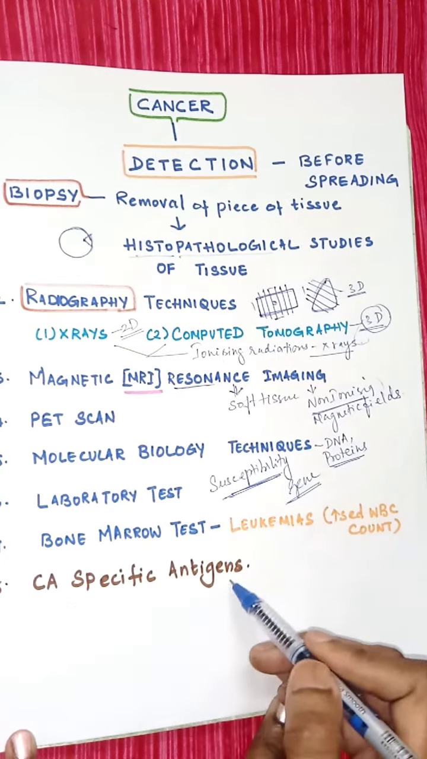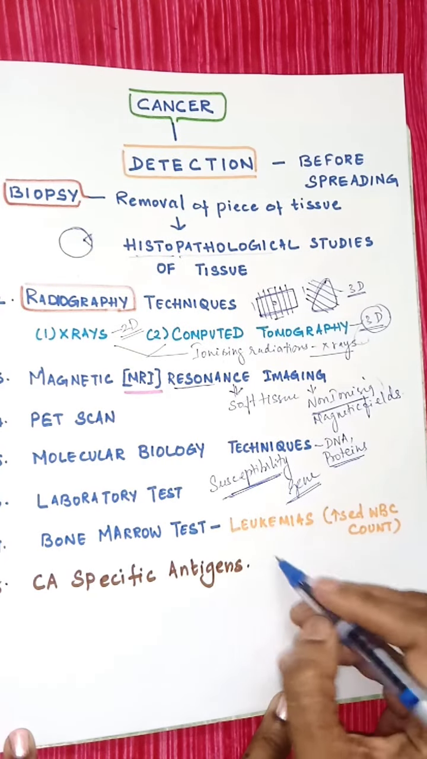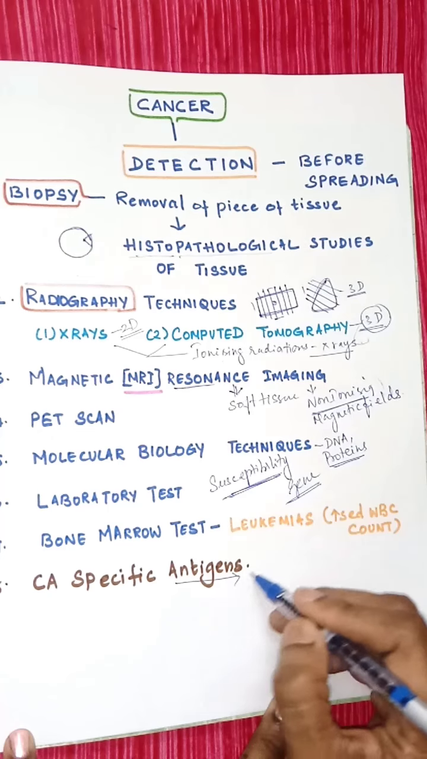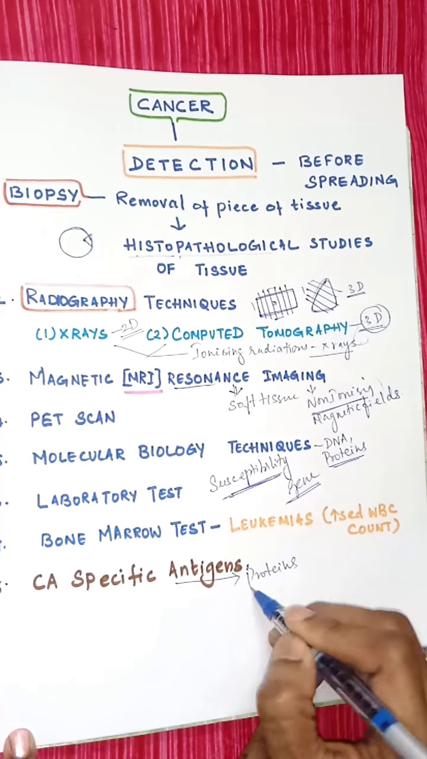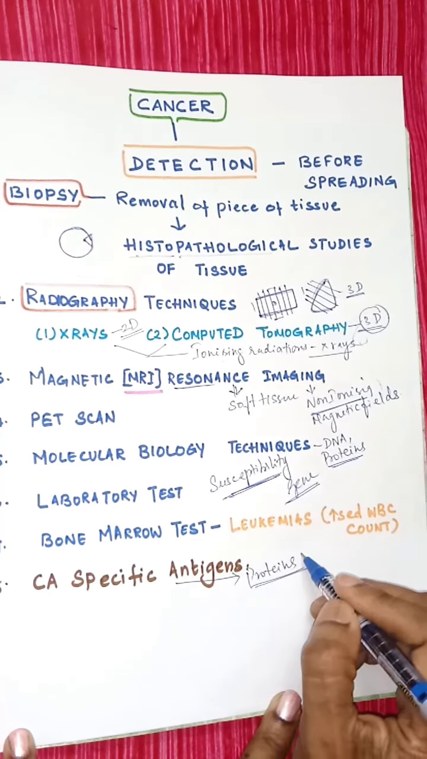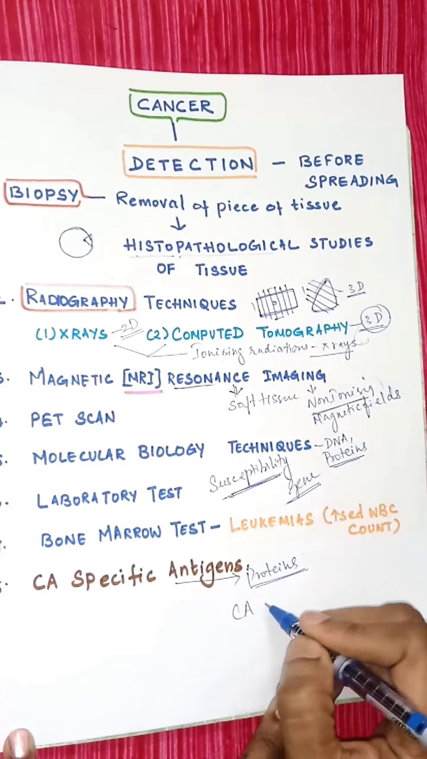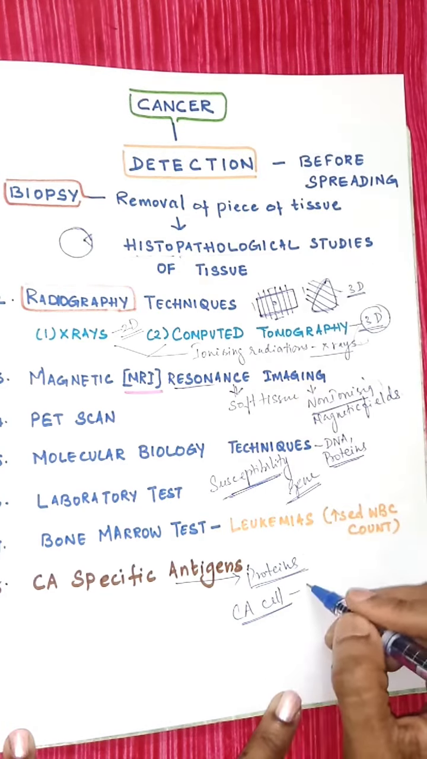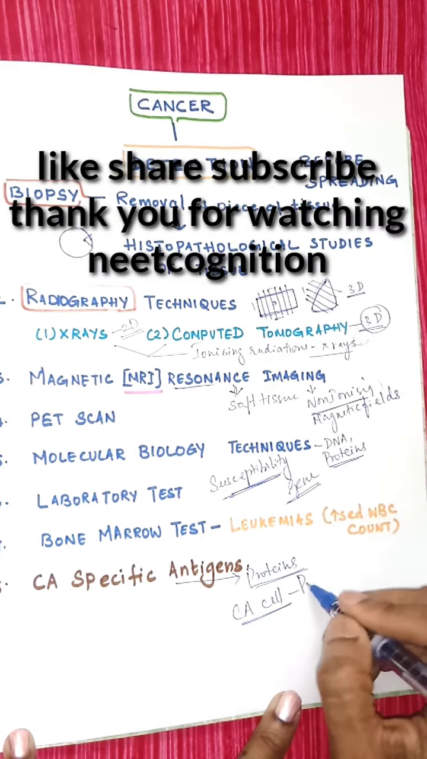Next you have CA specific antigens, that is cancer specific antigens. These antigens are proteins. Normally these proteins will not be present, but when cancerous cells are present in the body, these cancerous cells will produce particular proteins.